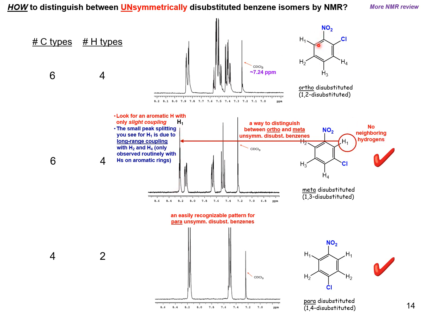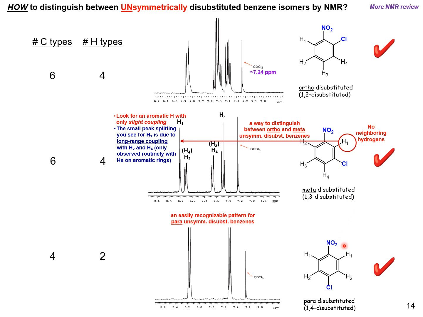When you look up here, you do not have one of these landlocked hydrogens, a hydrogen that has adjacent carbons with no hydrogens. Every single hydrogen here has a neighbor to look at, and therefore it's a much more complex spectrum. So this is how you can discriminate between para, meta, and ortho disubstituted benzenes.